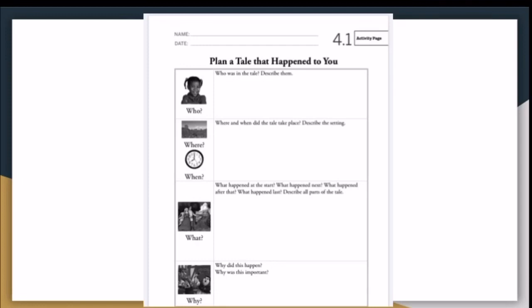Now, with your parent, what you're going to do is you are going to open to this page and you're going to begin to plan your personal narrative. So, where it says who was in the tale? Describe them. Where and when? Where and when did this take place? Describe the setting. The what? What happened? So you're going to put your beginning, your middle in there. You're also going to put your why it happened. So it's kind of like your end. So like this happened because of A, B, C, and this is why. And then you're going to give an ending. So how that ending happened based on what happened to begin with.